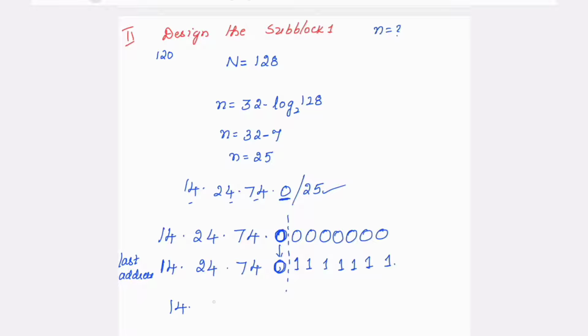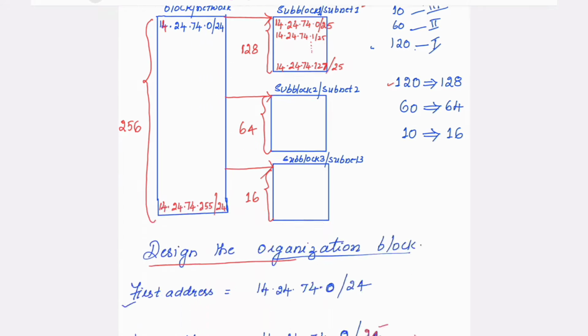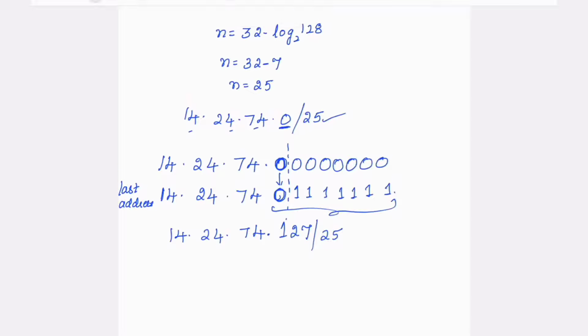Now convert this into decimal. Anyway, these 3 bytes we have retained in decimal only. Now you have to find out the decimal value for this. The decimal value for this is 127, and now the prefix value is 25. So in the diagram also I'll write down that the last address will be 14.24.74.127/25. This is how you have completed designing subnet 1.